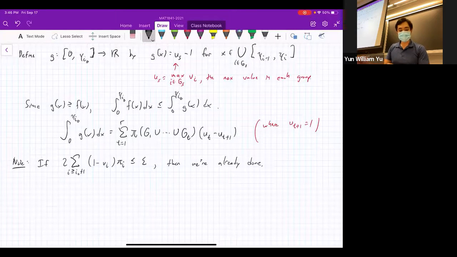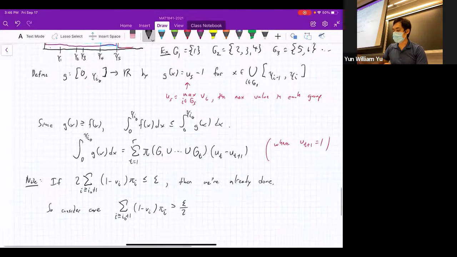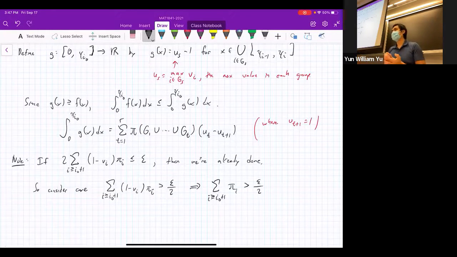And then what we're going to do instead is consider the other case. So consider the case where the sum from i greater than or equal to i_0 plus 1 of (1 minus v_i) times pi(i) is greater than epsilon over 2. In this other case, we know that implies that the sum from i greater than or equal to i_0 plus 1 of pi(i) is greater than epsilon over 2, because 1 minus v_i is strictly less than 1.